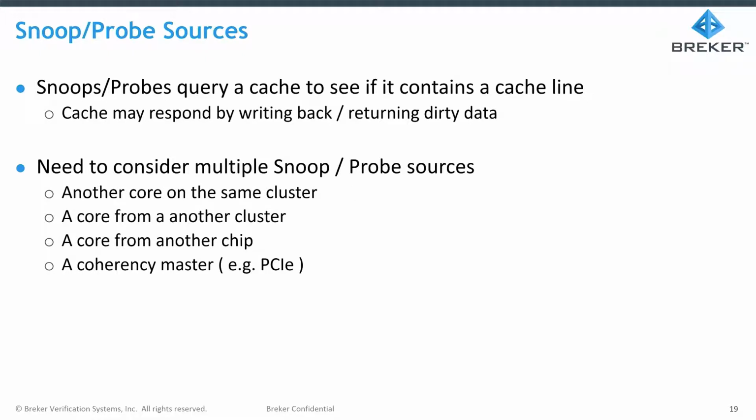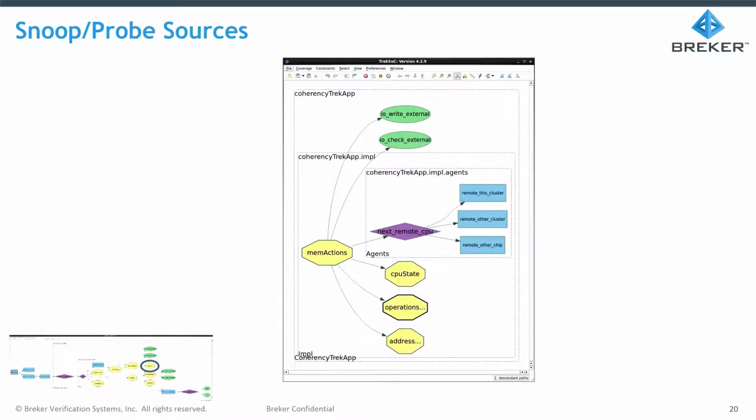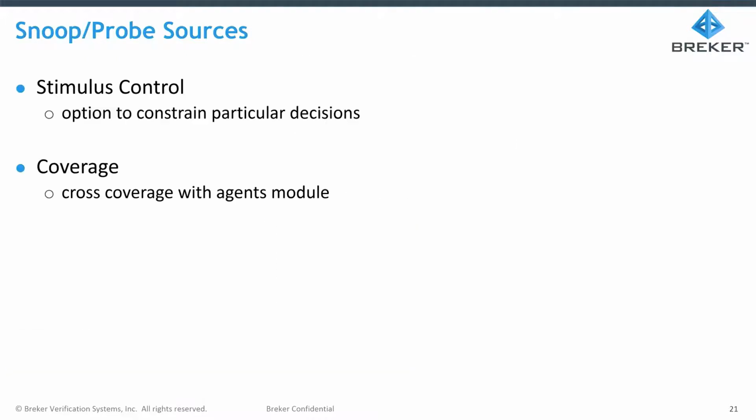Next thing to think about is who is providing those Snoops. They may come from another CPU in the same cluster. They may come from another cluster. They might come from another chip for designs that involve multiple boards, or they might come from a coherent master such as PCI Express. So these decisions are also built into the tool, where the tool can make decisions on which options to go after. And again, we can control the likelihood of different masters triggering those Snoops, and we can measure how often different masters have driven Snoops.